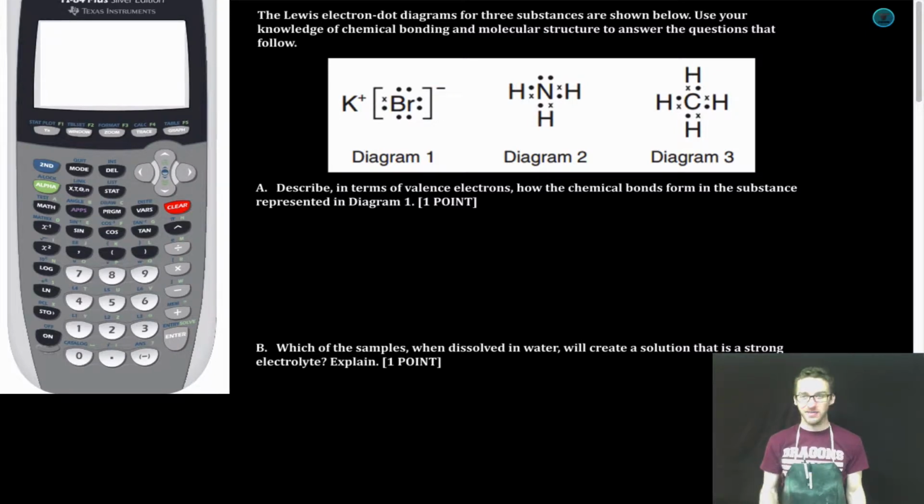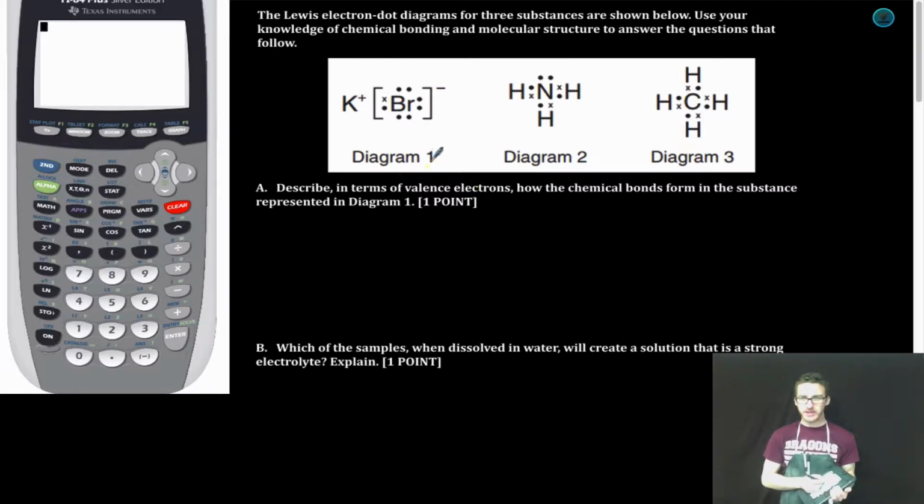I know I am. The Lewis electron dot diagrams for 3 substances are shown below. Use your knowledge of chemical bonding and molecular structure to answer the questions that follow. Pause, take a moment, look at the different structures. Part A. Describe, in terms of valence electrons, how the chemical bonds form in the substance represented in diagram 1.